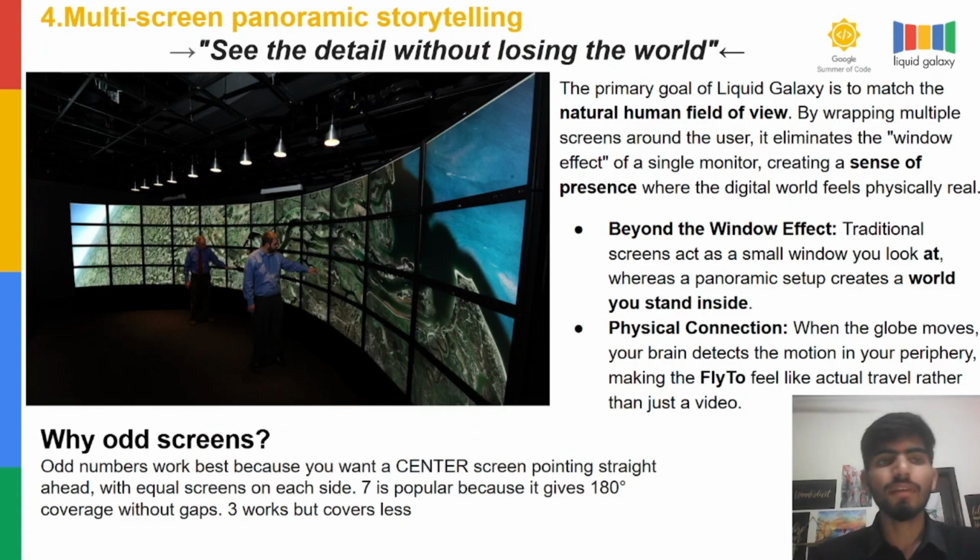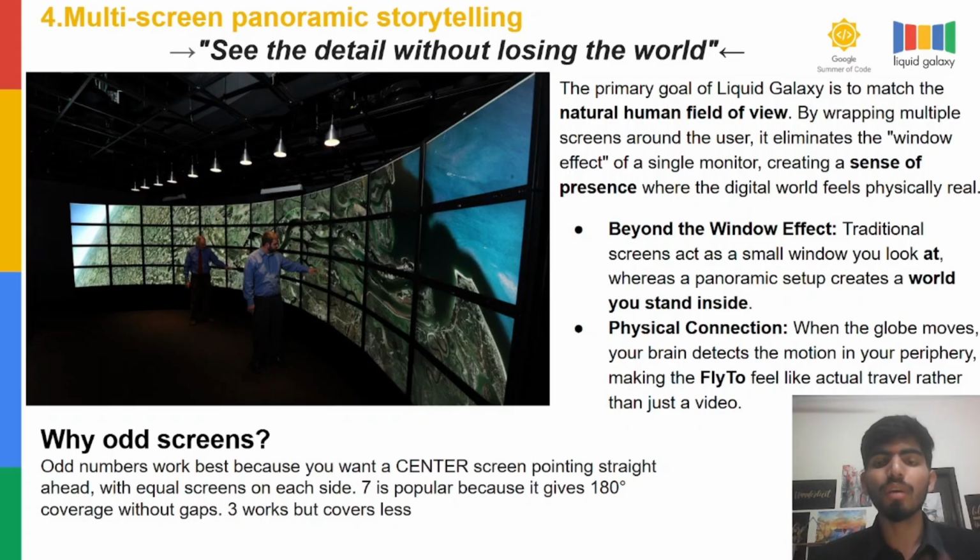Now let's understand what multi-screen panoramic storytelling is. There is a line in storytelling: see the detail without losing the world. There is the beyond the window effect, which tells us that when we are looking outside from a window, you know that you are not present in the environment. You are somewhere else and there is a window, you are looking outside, the environment is outside.